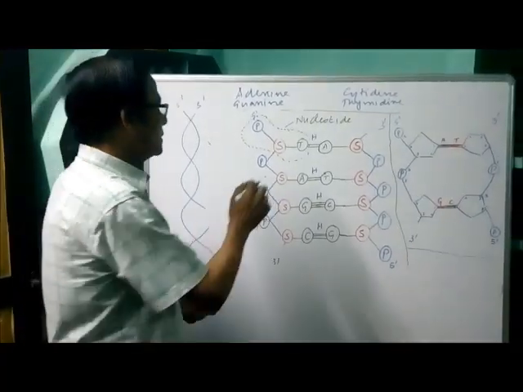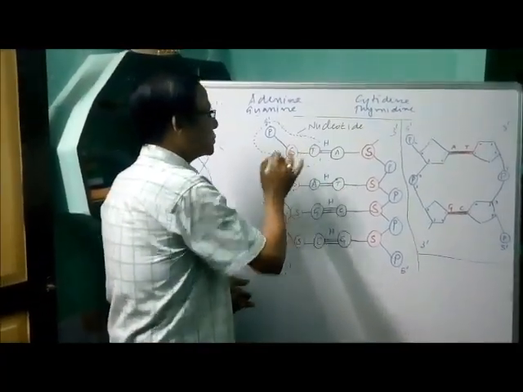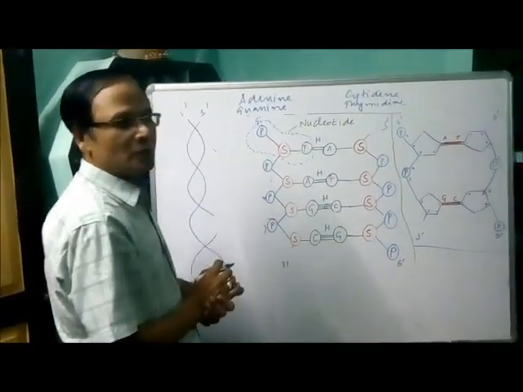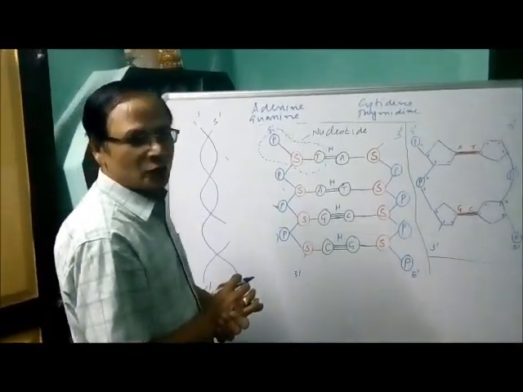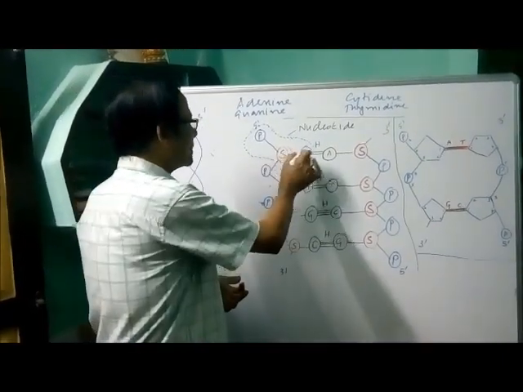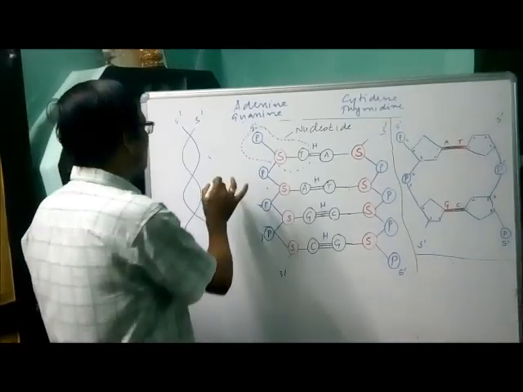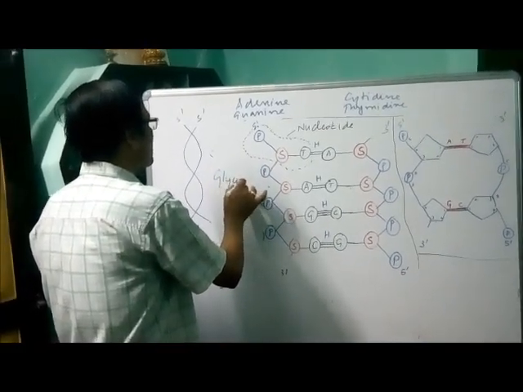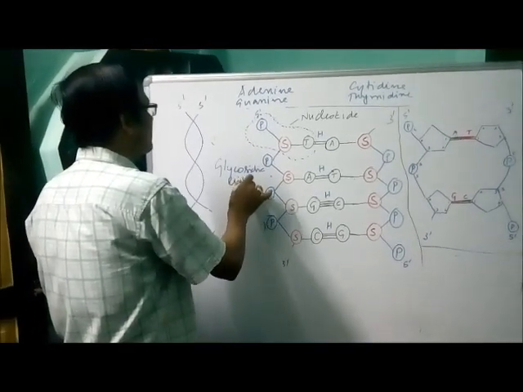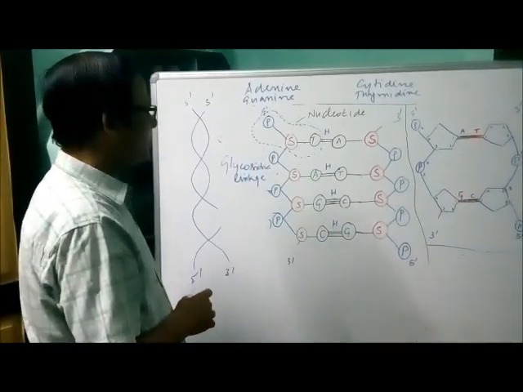Now, the nitrogen base is connected to the sugar molecule. The name of the linkage by which the sugar is connected to the nitrogen base is called glycosidic linkage. This is the linkage between the sugar and nitrogenous base.